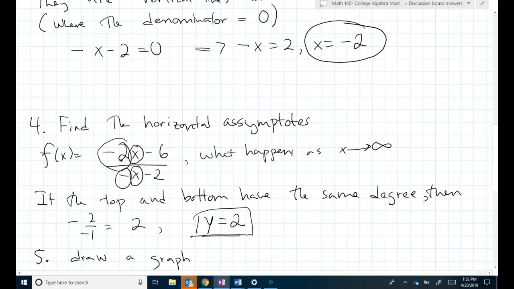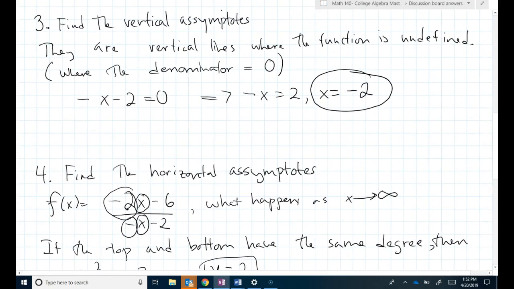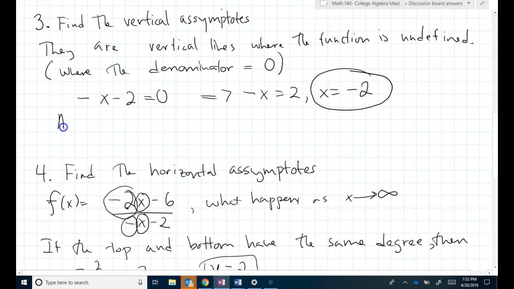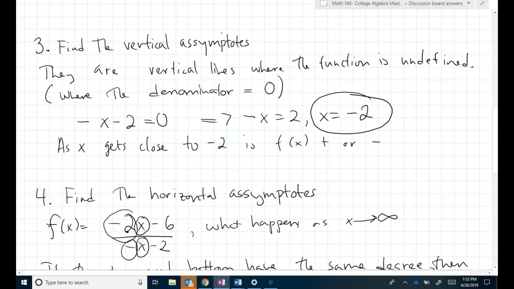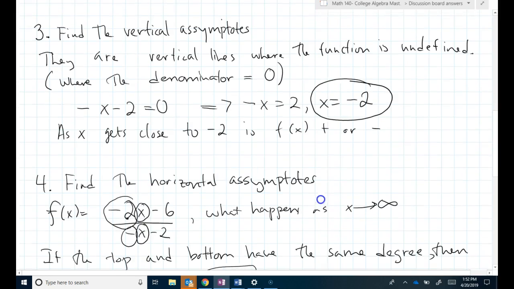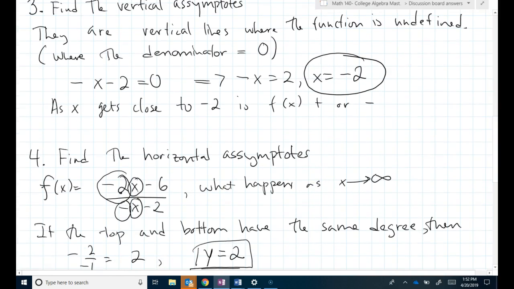So the first one, I'm going to go back up to this vertical asymptote, and I'm going to ask myself, as x gets close to negative 2, is f of x positive or negative? And the reason why, I'm going to show you, but let's just take a look at the function. We've got the function right down here. So my function, remember, f of x equals negative 2x minus 6 over negative x minus 2.